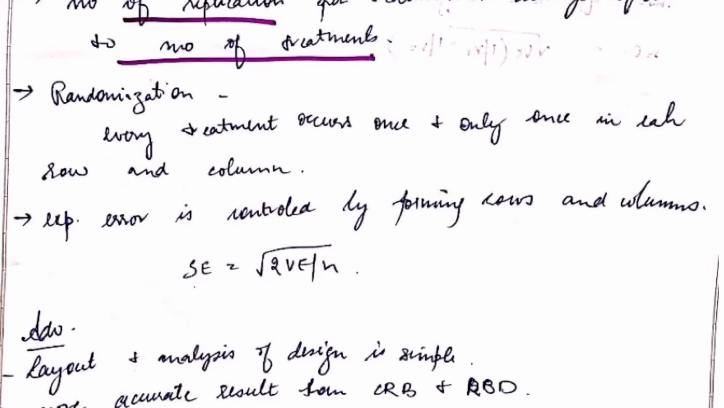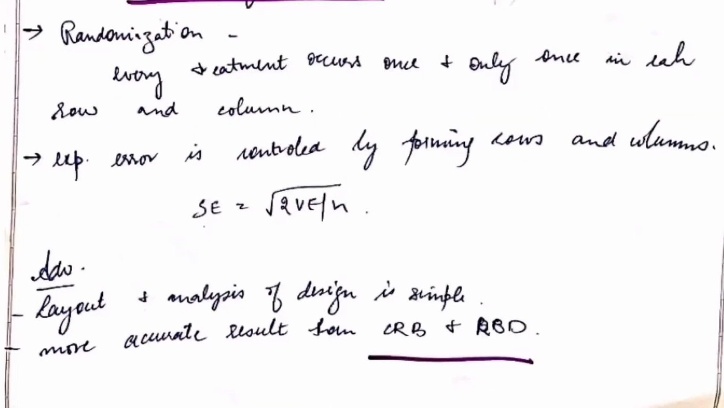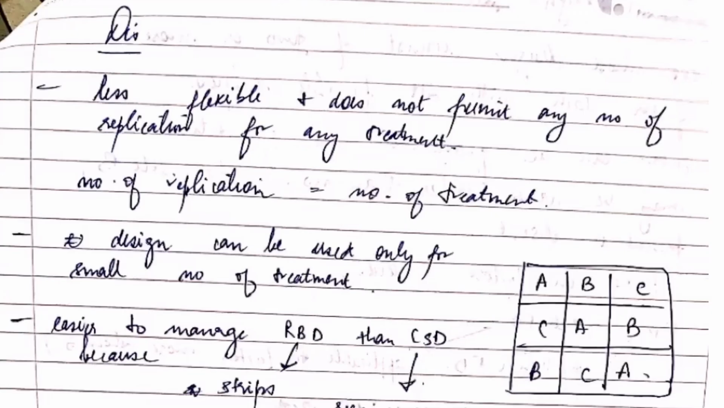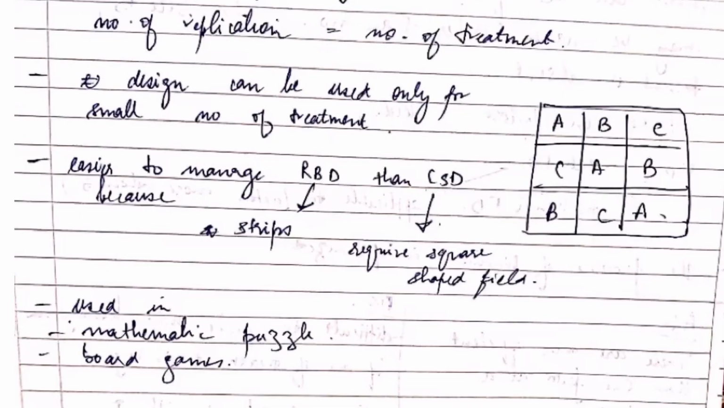It has various advantages. The very important one is that it is more accurate than the previous two, that is CRD and RBD. On the next page, I have shown the diagram which shows the equal number of rows and columns. It has several disadvantages as well, and it is used in mathematical puzzles and board games as well. No numerical part comes on these topics. This is just for the theory part.